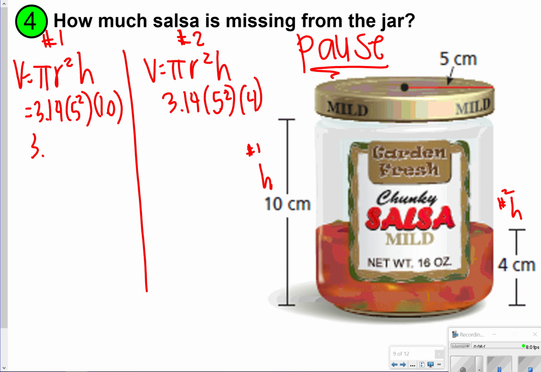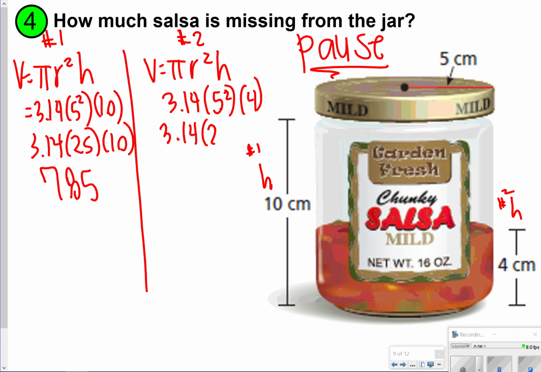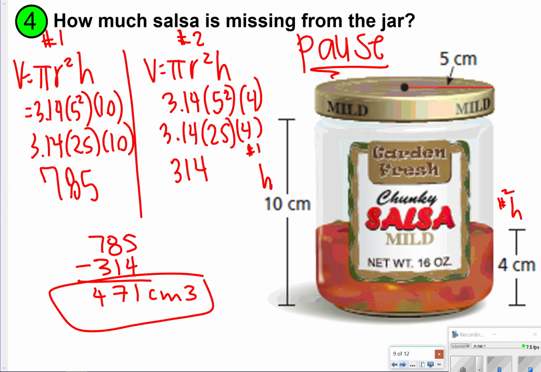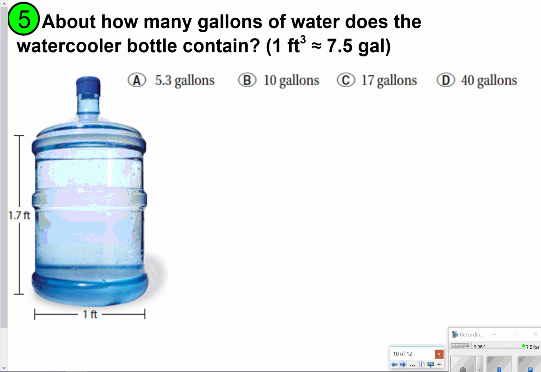So over here for number 1, 3.14 times 25 times 10 is going to give me 785. Over here, 3.14 times 25 times 4 is going to give me 314. To find the leftover, or the salsa that's missing, you just take 785 and subtract 314, and that is going to give you 471 cubic centimeters.